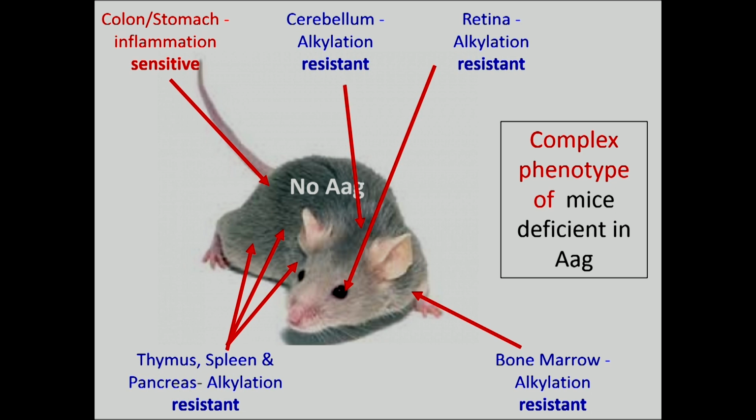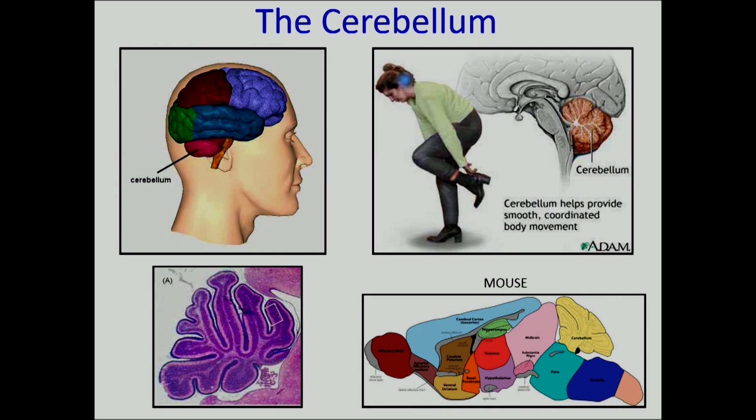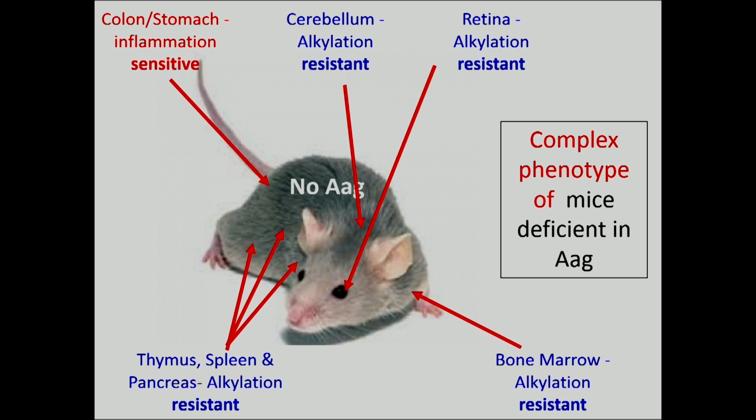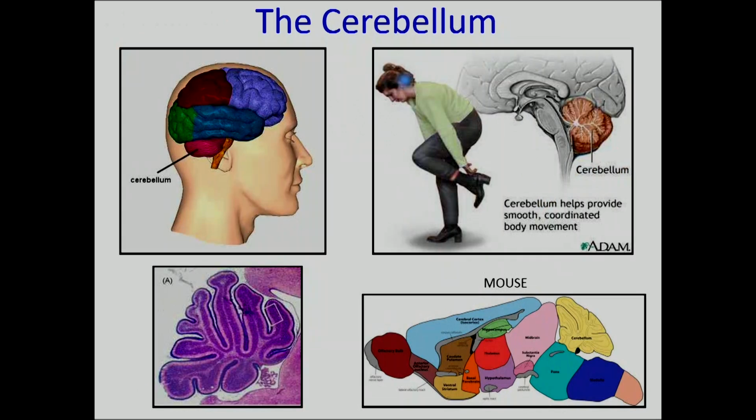Looking at the rest of the animal, there are a number of other specific cell types within other tissues: in the cerebellum, the photoreceptor cells in the retina, beta cells in the pancreas, and cells in the thymus and spleen, all of which, in the absence of repair, are able to resist the toxic effects of being exposed to alkylating agents. So I'm going to show you some examples of the effects in cerebellum. I won't go through all these others, but we have parallel studies showing more or less the same thing.